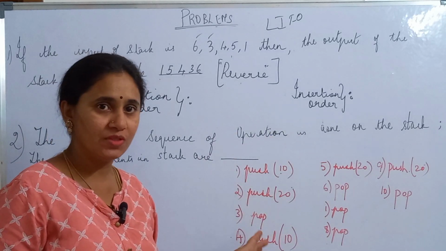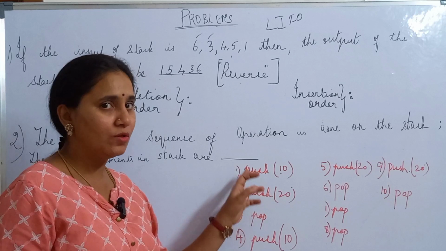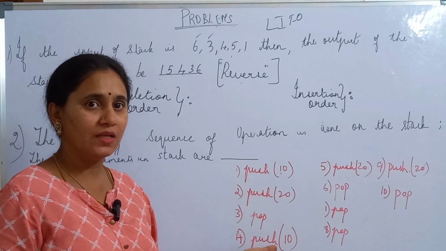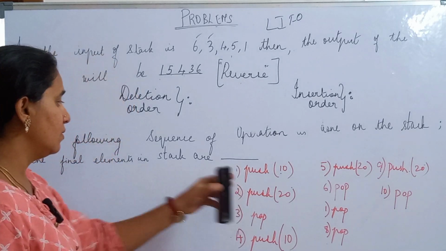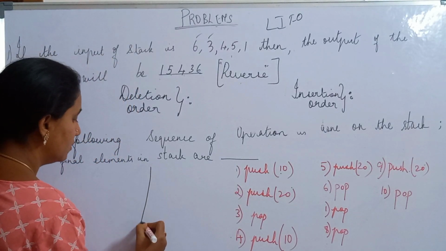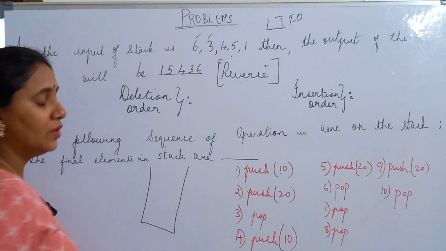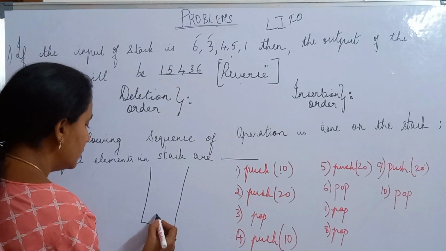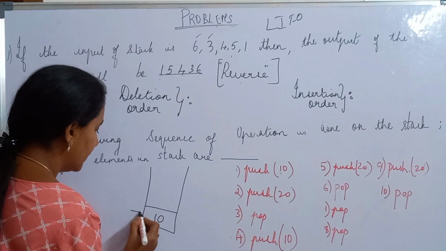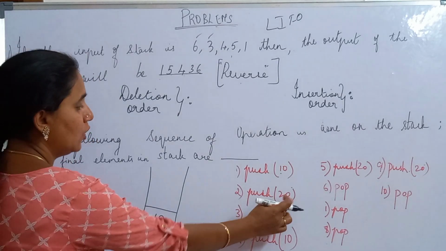Shall we proceed? So you may all know what is push and pop. We have discussed many times, so we can directly proceed with the question. So we can draw a stack. What is the first value that is coming? The first value is 10. We have stored it. Now, what is the second value that is coming?